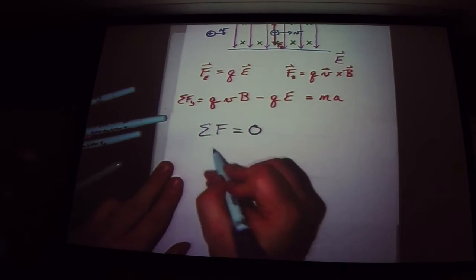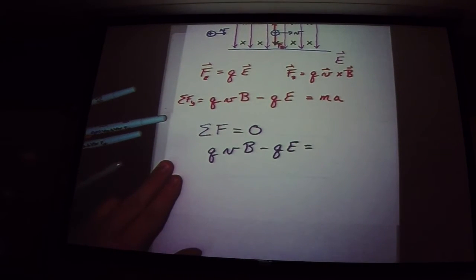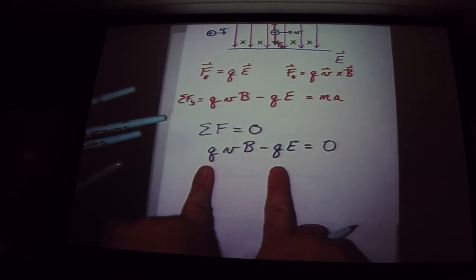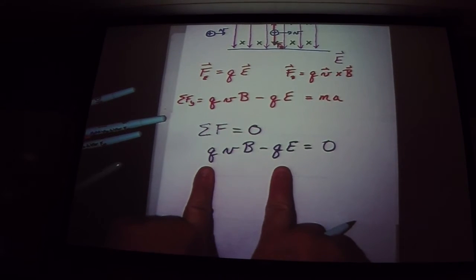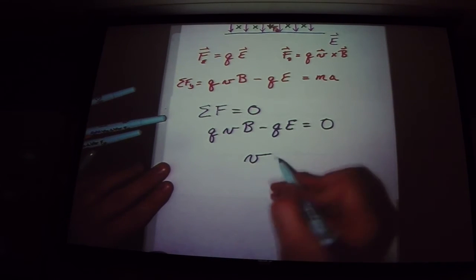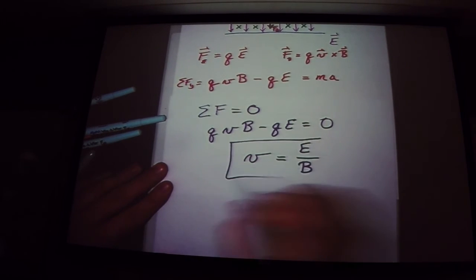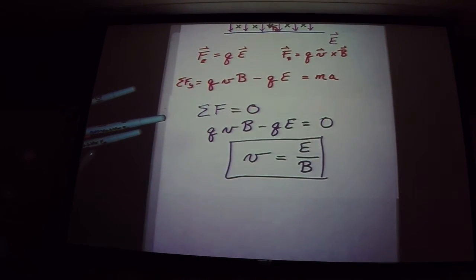So let's find out what it is. All you do is take this and set it equal to 0. Notice the charge cancels out here. In other words, it doesn't matter what charge the particles are. We can solve for the velocity, and so when the velocity of the particle is equal to E over B, this ratio, the particle will move straight through this region without being deflected in either direction.